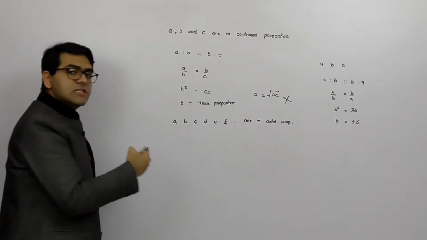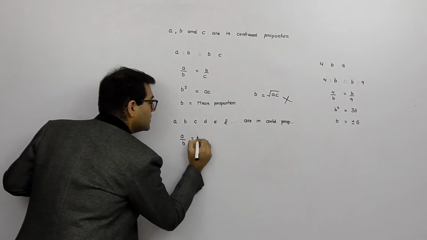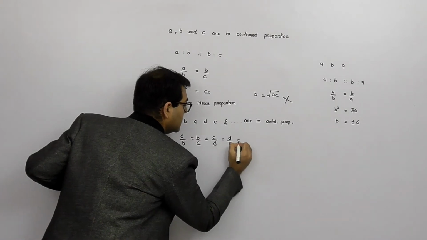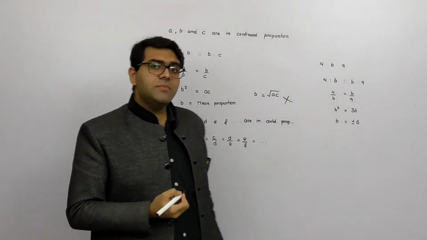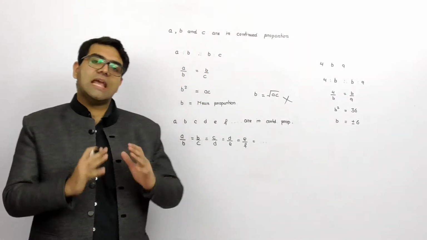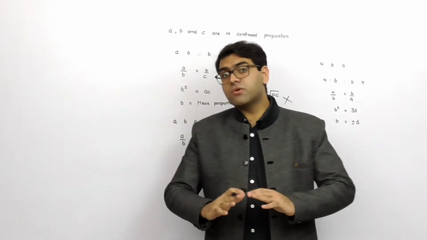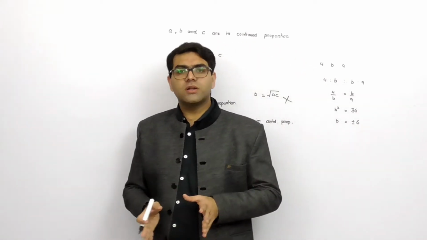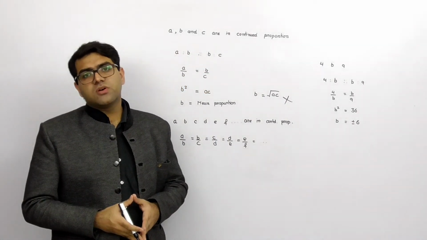Now, what happens when all these variables are in continued proportion? Well, A by B equals B by C equals C by D equals D by E equals E by F and so on. So the concept I'm trying to help you understand here is that the concept of proportion also continues for n number of variables. Unlike in the concept of proportions where we were restricted to an even number of variables, continued proportion can exist even for an odd number of variables. Let's move on to the examples of continued proportion now.